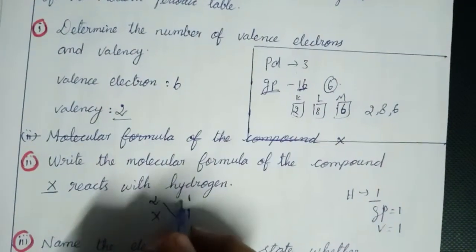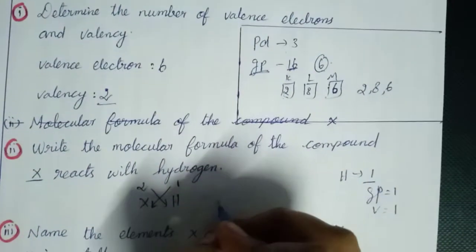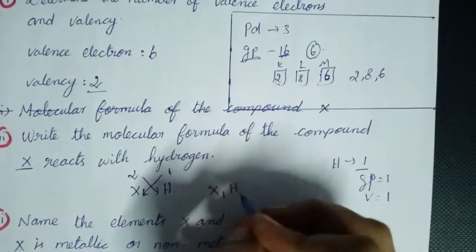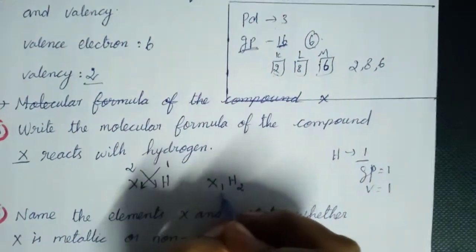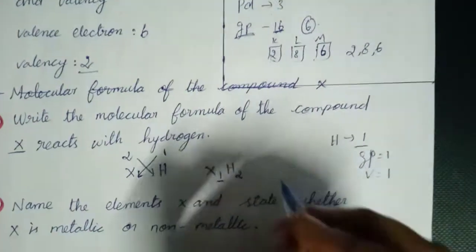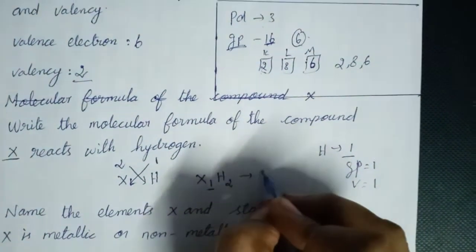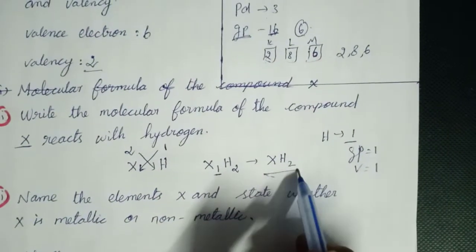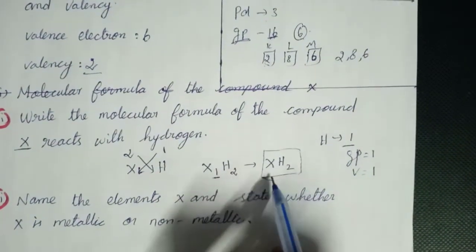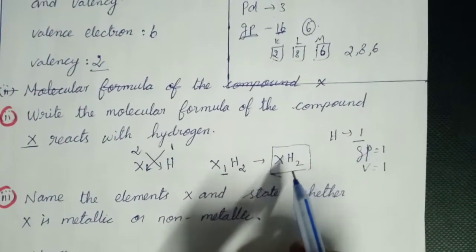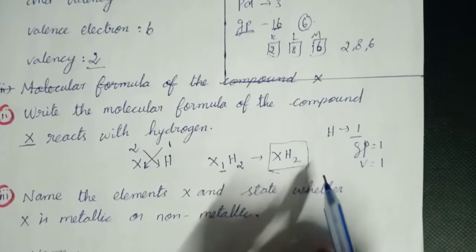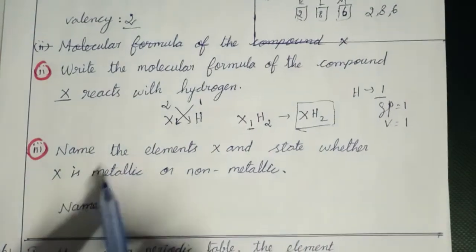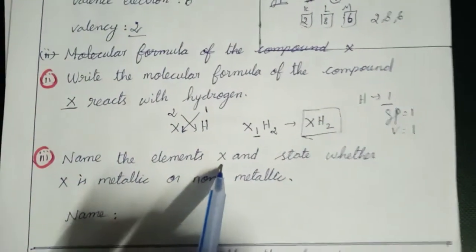Cross multiply. What do we get? X1 H2. We do not mention that 1. So XH2. If element X reacts with hydrogen, it forms XH2. And name the element X.